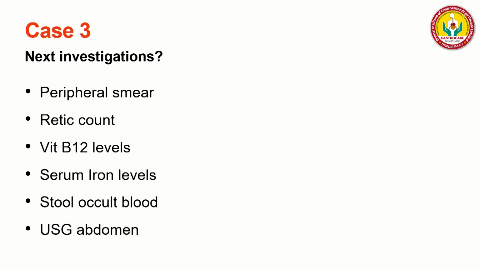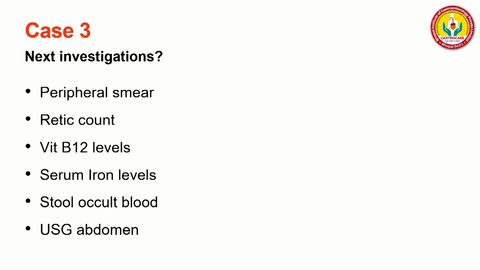The single most important investigation which we forget to do as specialists is a peripheral smear. We see a CBC, we don't look at the MCV, we don't see a peripheral smear. Please remember to look at the peripheral smear. The information you get from a liver function test in a liver disease patient, similar information you get in anemia from a peripheral smear. So it's a very important investigation.